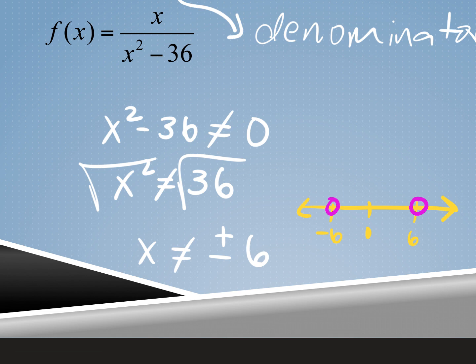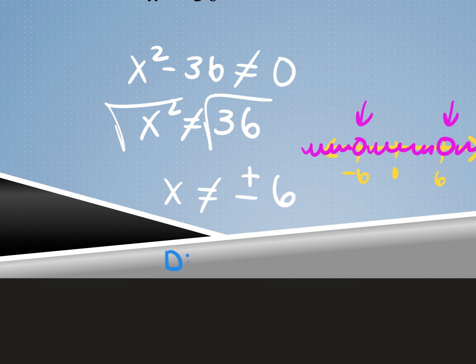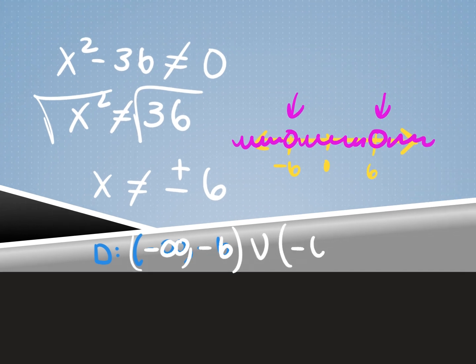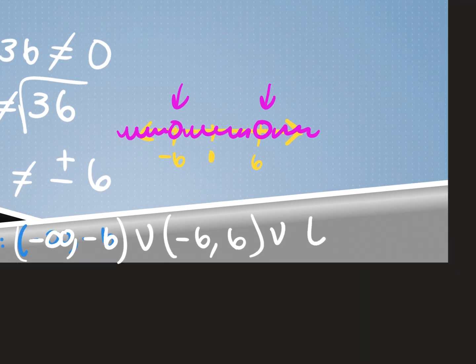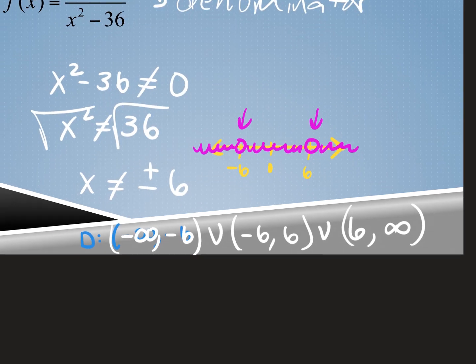So you can use everything on the left-hand side over here. You can use everything on the right-hand side over here. And you can use everything in the middle. You just can't use those two numbers, negative 6 and positive 6. So what would your domain look like for this? Negative infinity to negative 6. Agreed? Okay, then what? Very good. Negative 6 to 6. Sometimes we forget that middle section. And then what? 6 to infinity.